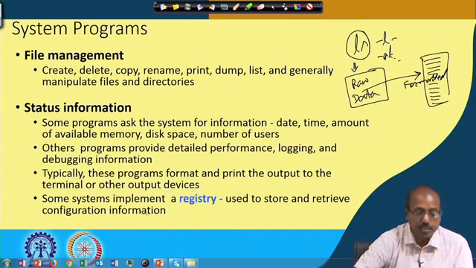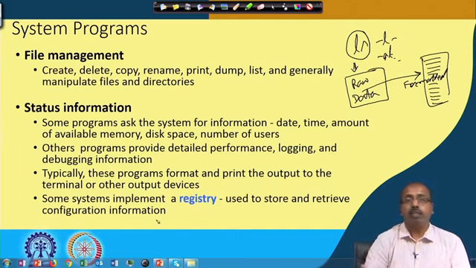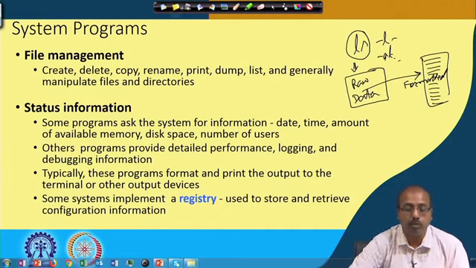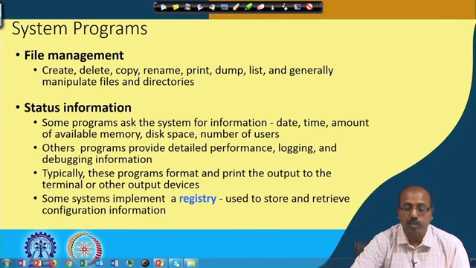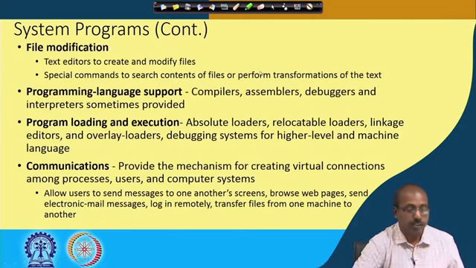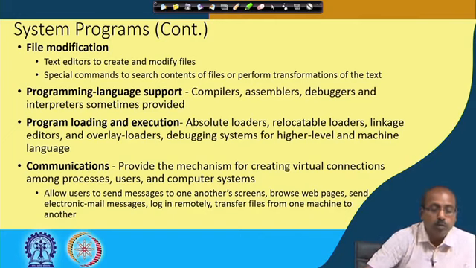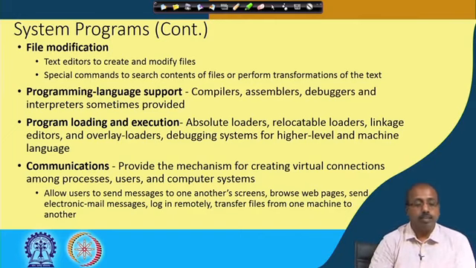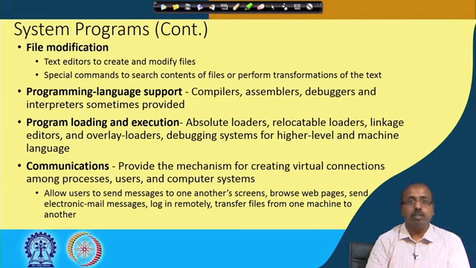They format and print the output to the terminal or other output devices, and some systems implement a registry, used to store and retrieve configuration information. This configuration information is stored so that updating becomes easy, and you know where to look for the update. Then file modification: we have text editors that can do file modification. Then we have programming language support. We have program loading and execution, for which there are system programs. For communication also there are system programs. So, we will look into this in the next class.